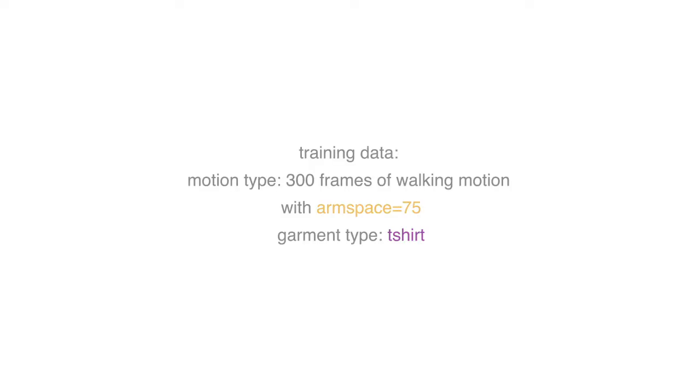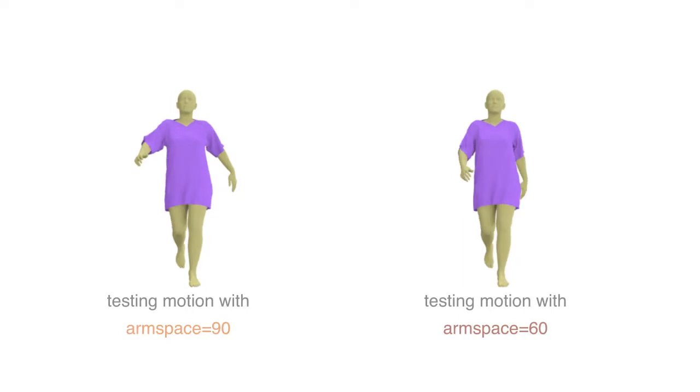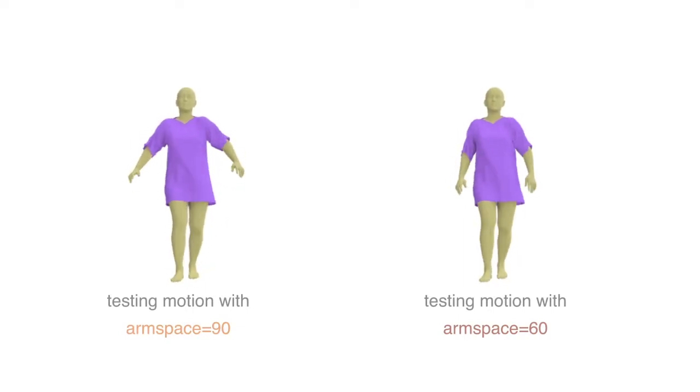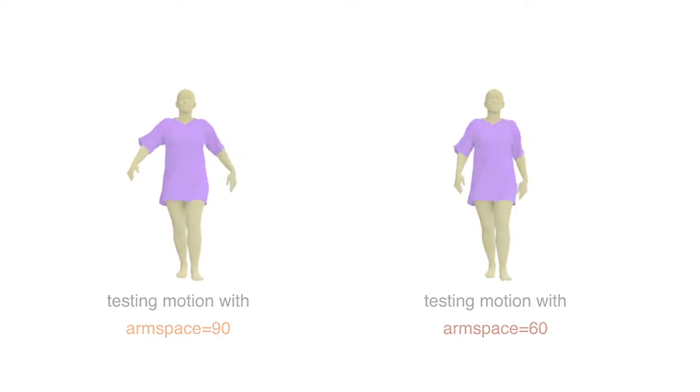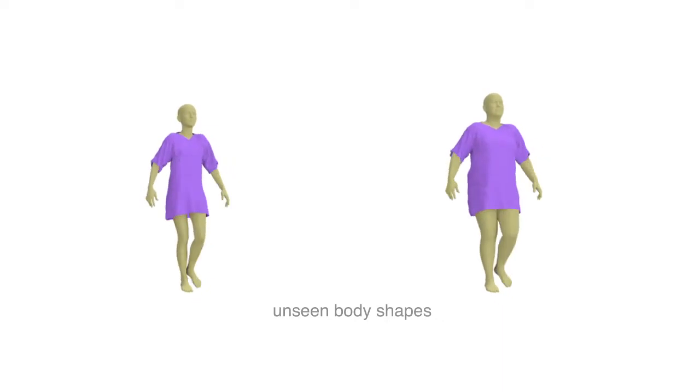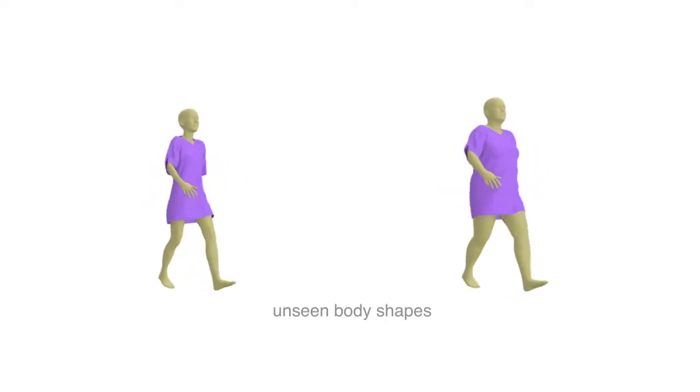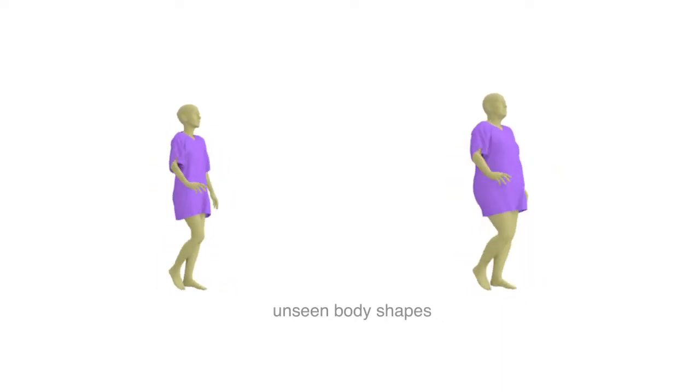We train our network on a relatively short walking sequence of only 300 frames. Once trained, we test our method on new walking styles by changing the character arm spacing. As we represent the garment geometry relative to the body without any assumption on the body parameterization, we can test our network on unseen body shapes.